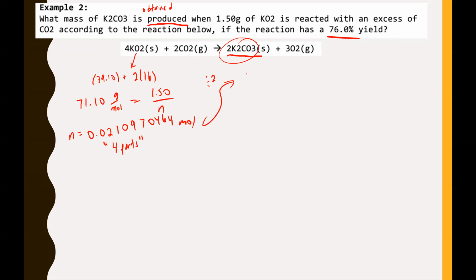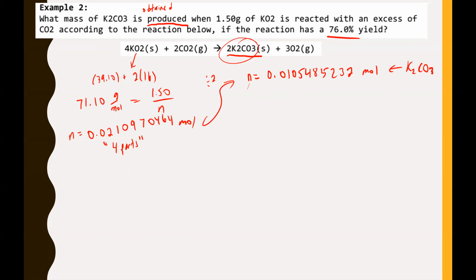Either way you do it, the number of moles of K2CO3 that's going to be produced is n equals 0.0105485232 moles. And again, that's of your K2CO3. So since we now know the number of moles of K2CO3 that's being produced, we should figure out the mass that would be expected from this. So we'll need to use the molar mass.